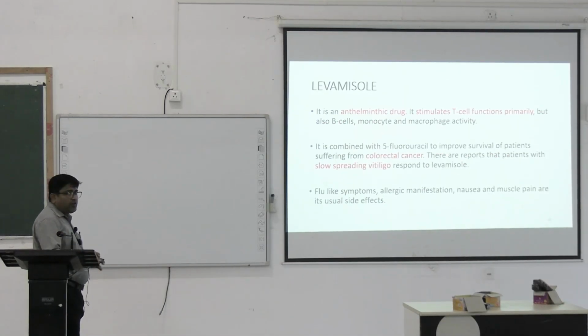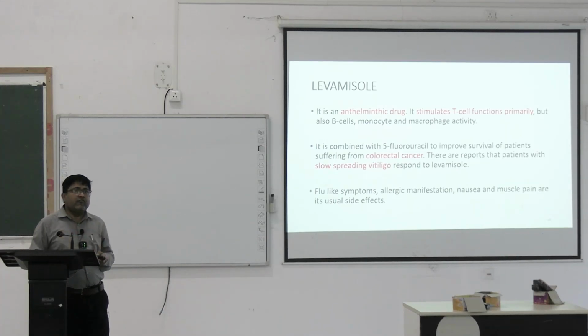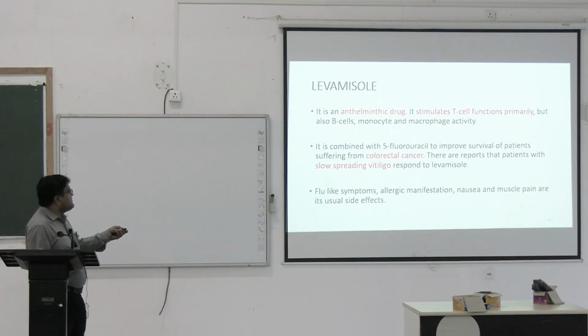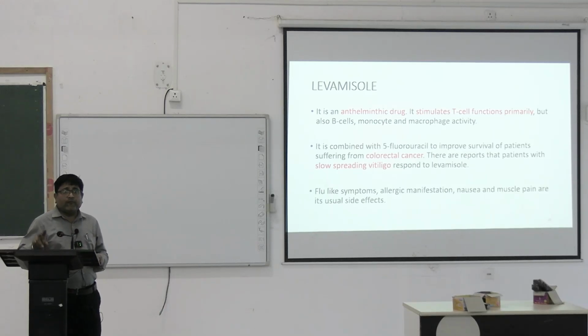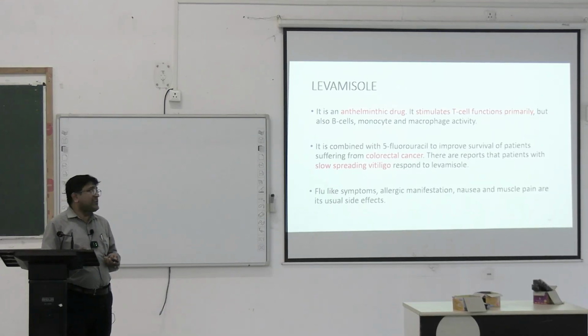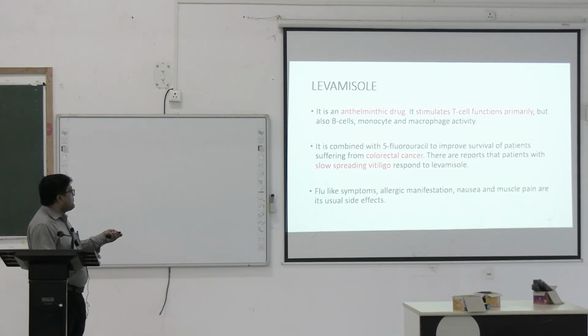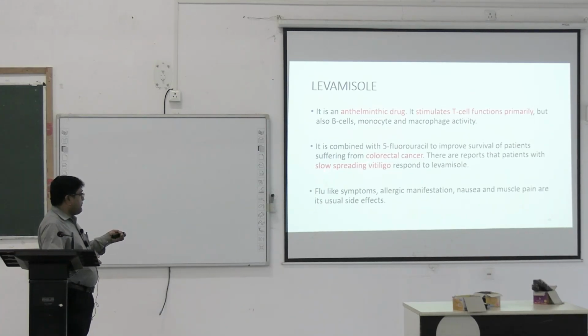Coming to levamisole, it is an anti-helminthic drug. It stimulates T cell functions primarily, but also affects B cells, monocytes and macrophages. In colorectal cancer, it can be used when combined with 5-fluorouracil, and there are also reports of help in slow spreading vitiligo.